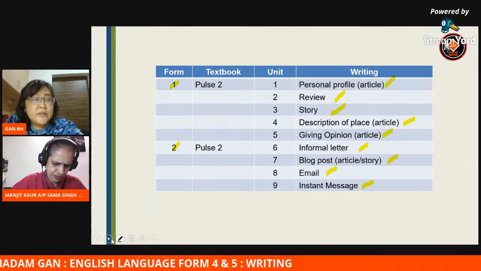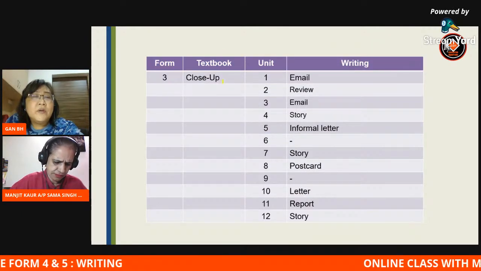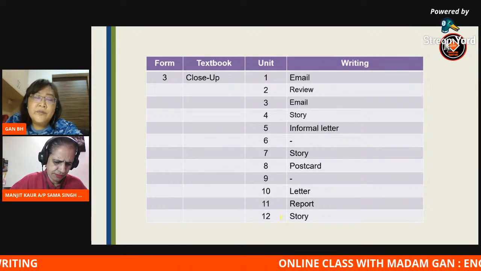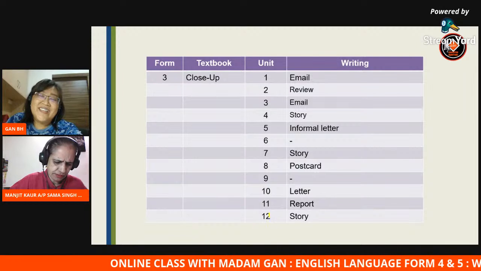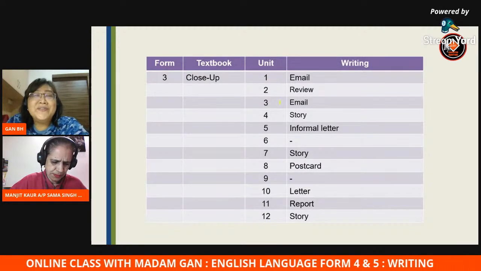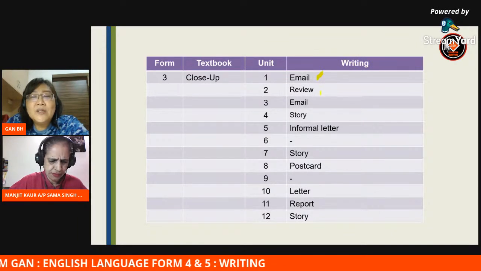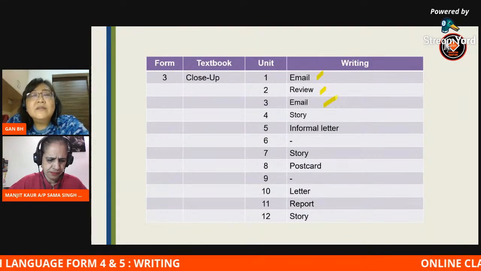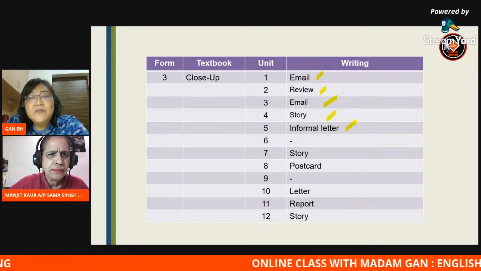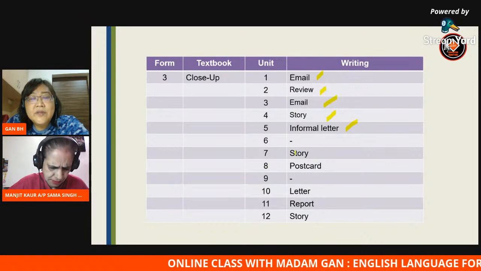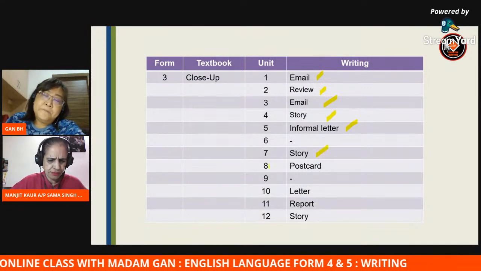Okay. So next, if you look at Form 3, you have the Close-Up textbook. So you have 12 units. If you are in Form 3 now, you should know, right? You have 12 units, okay? This may seem a lot to you. So the writing for Form 3 will be email, a review, email for Unit 3, and for Unit 4, you have story. Unit 5, you have informal letter, and Unit 6 is more on writing sentences. Unit 7 will be story.